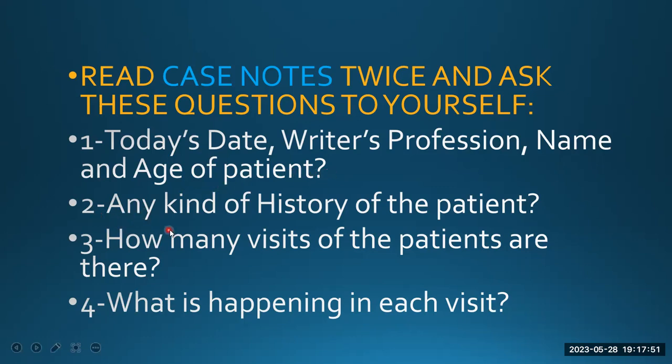Then, number two, any kind of history of the patient. Look for whether any kind of history is there or not. You might get past medical history, medicine history, past surgical history, allergic history, family history, travel history, occupation history, social history, his living condition, smoking history, alcohol history, and other kinds of history as well. Look for any kind of history.